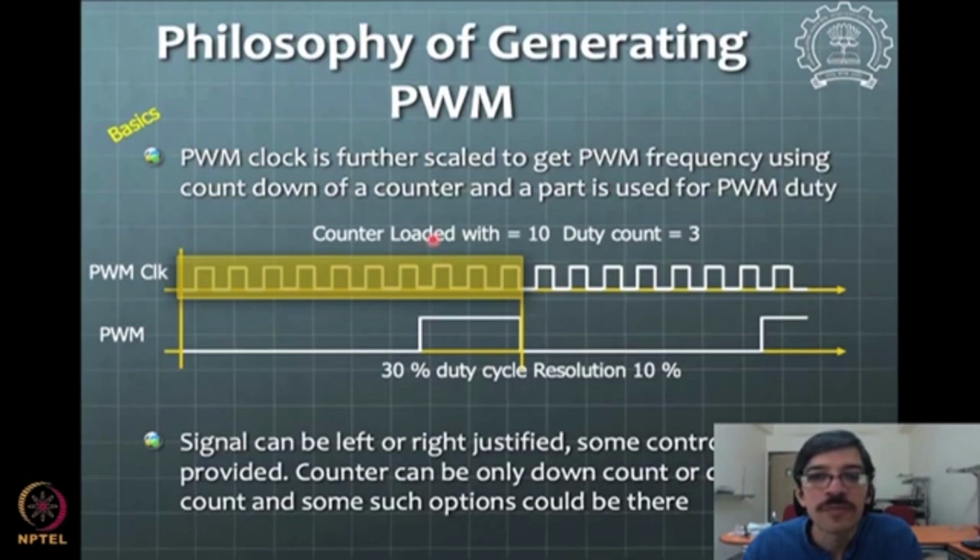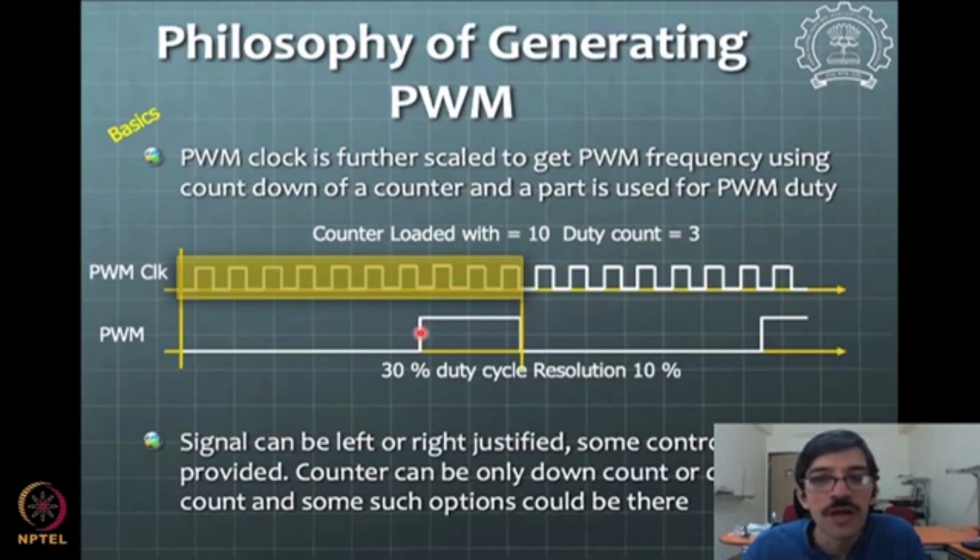So I need these two numbers once we have a PWM clock. One is somewhat of a scaling factor: I count this many cycles to generate one PWM cycle. So 10 PWM clock cycles will give one PWM cycle, and out of that, 3 counts or 3 cycles will correspond to a particular duty.